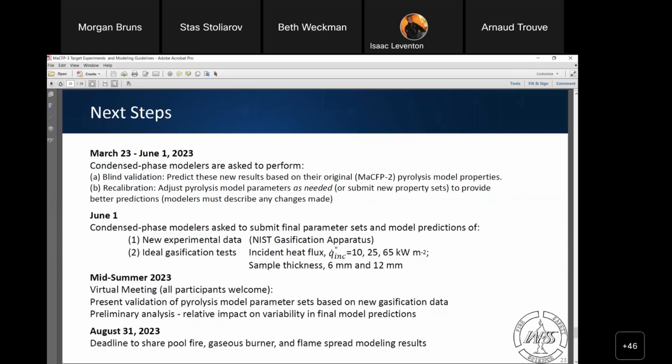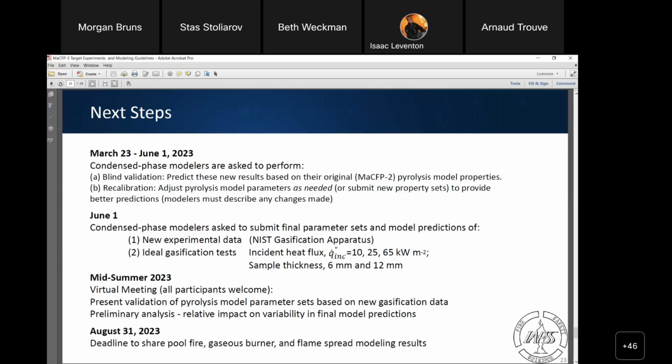We have additional code-to-code comparisons or model-to-model comparisons of how well your model reproduces idealized decomposition. So 3 different heat fluxes, 2 different sample thicknesses. These were the plots that Morgan was showing before. We believe as we have this better validation data and we can identify what's working or not, we should see better agreement now and less scatter in these results. This is requested from our solid phase modelers by June 1st.